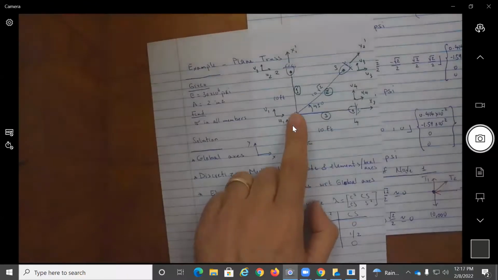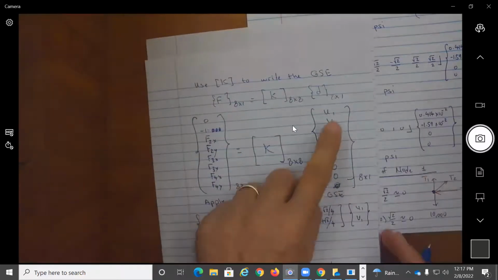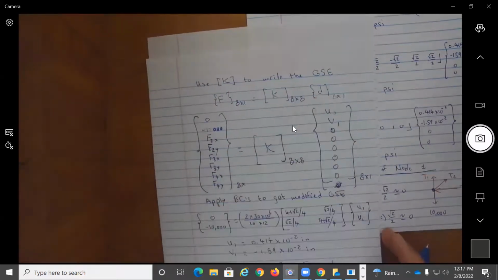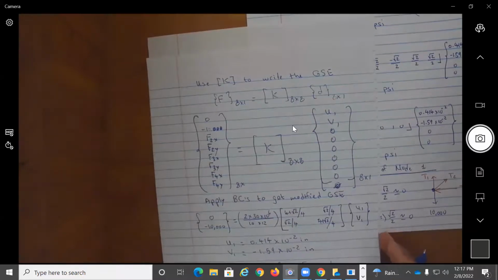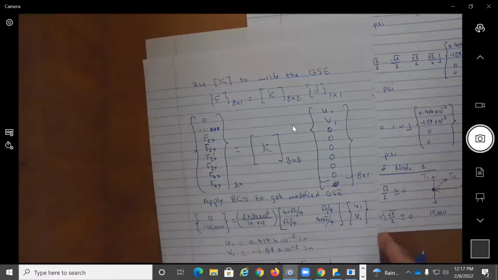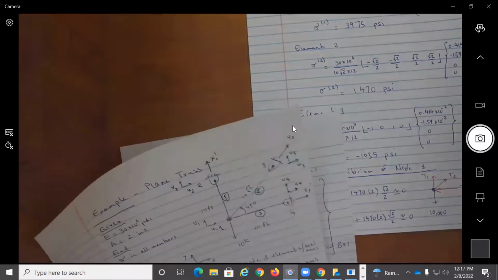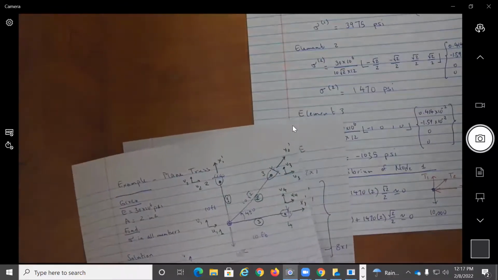I hope now you can see why when I labeled, I picked this only free joint, I labeled it number 1. So that when I wrote my equations, I had my 2 unknown displacements at the top, and it was easy to eliminate the 6 lower rows and 6 columns to the right. Any questions about this example problem?